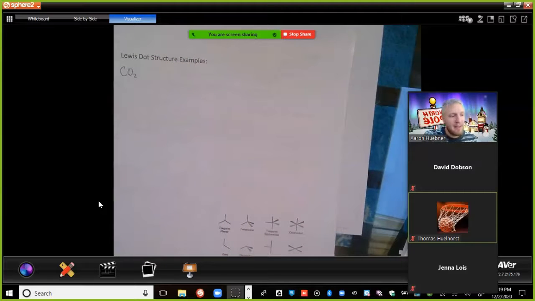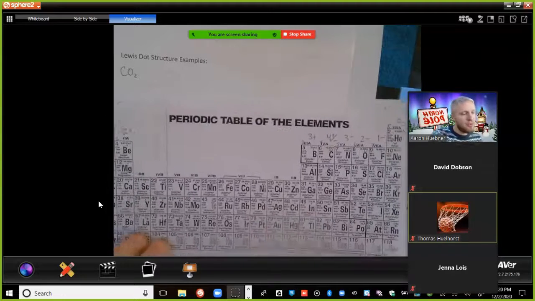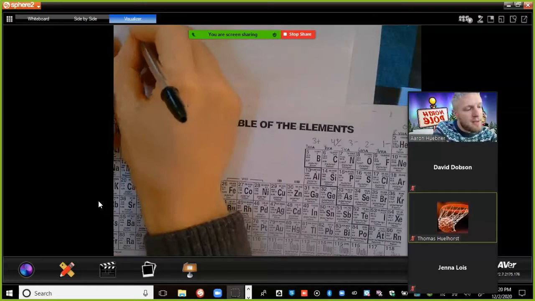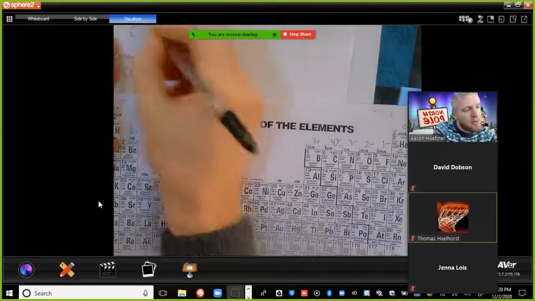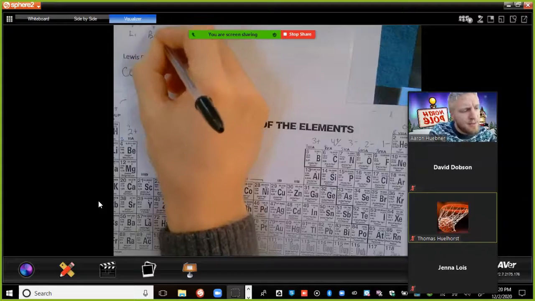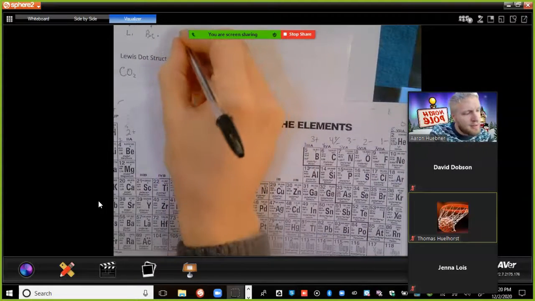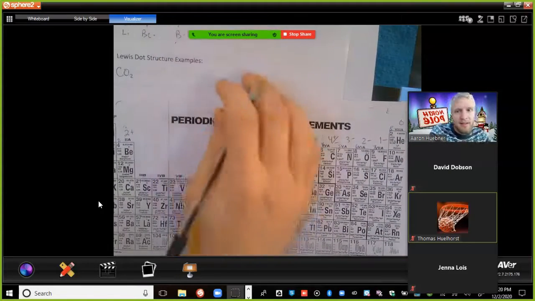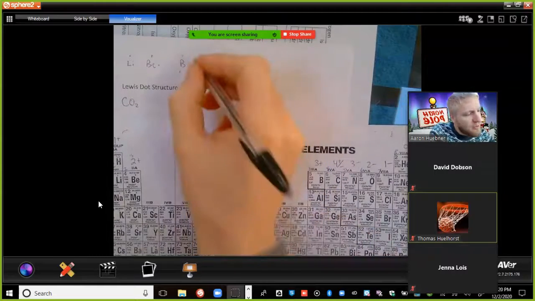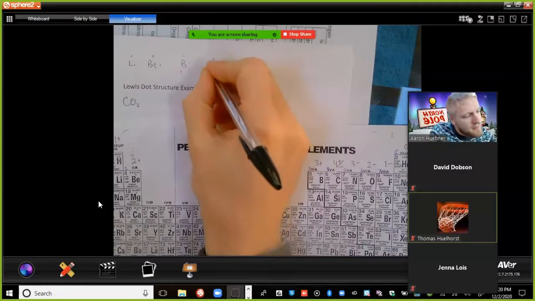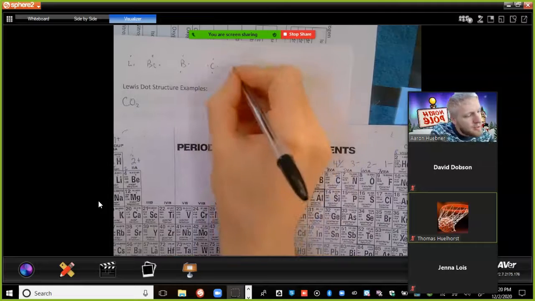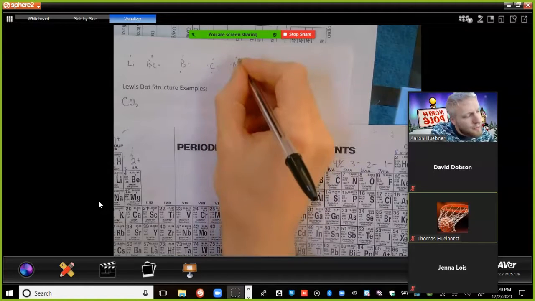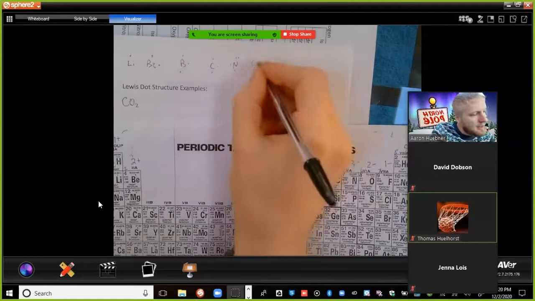The rule of thumb is to figure out the central atom. The central atom is ultimately going to be the one that has the most bonding sites. Let's do a quick example. Let's do lithium, beryllium. Lithium has one electron. Beryllium has 2 outer electrons. Boron's going to have 3. Carbon has 4. Nitrogen has 1, 2, 3, 4, 5. Oxygen has 6.